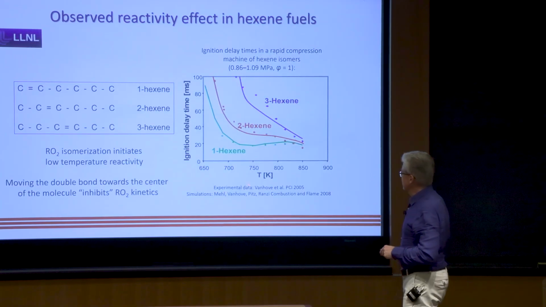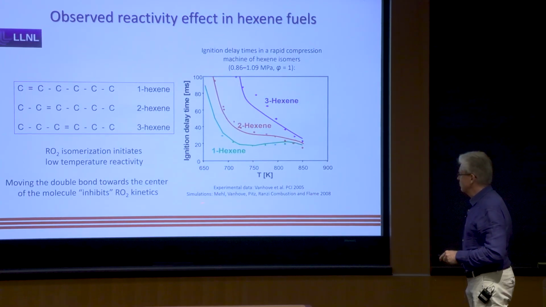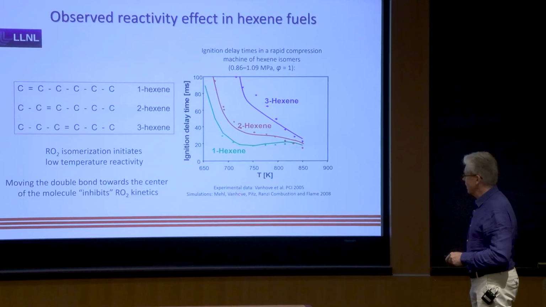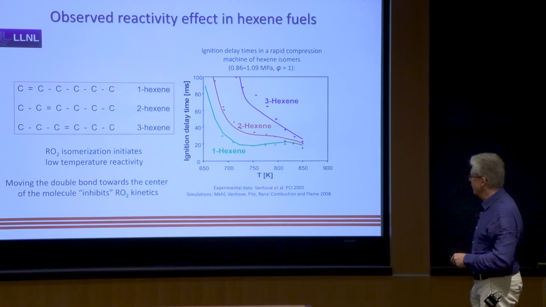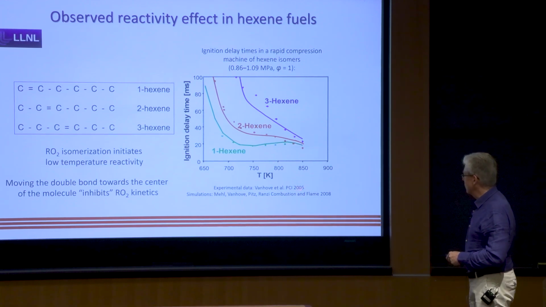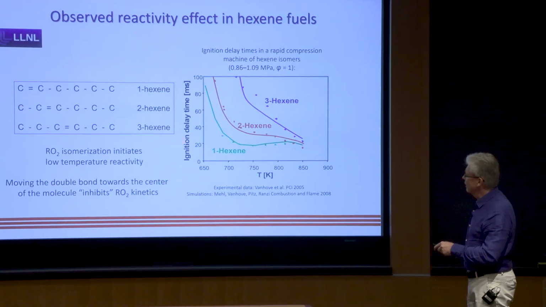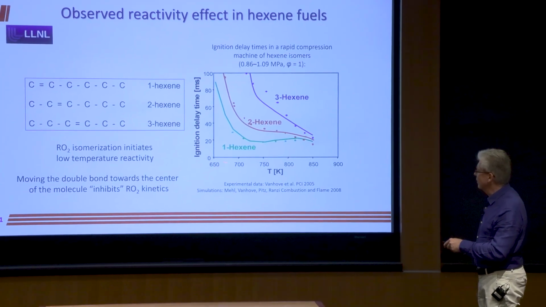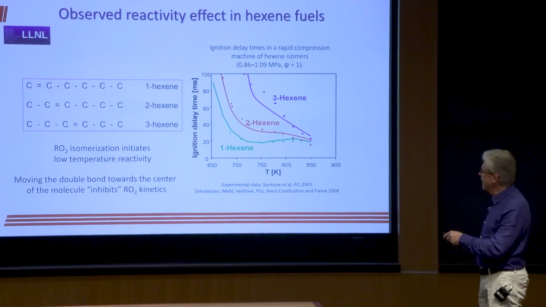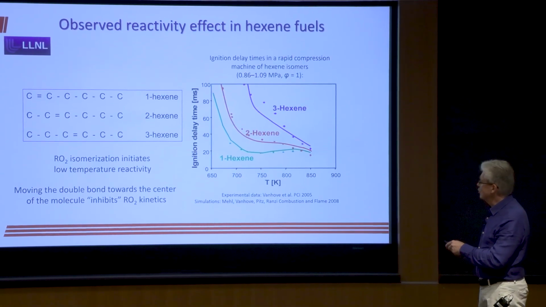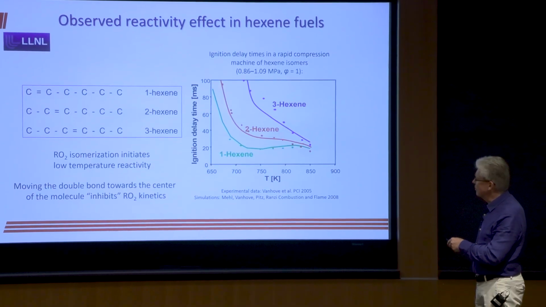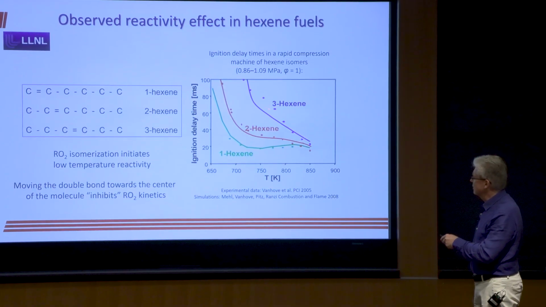And then this was a nice study that was published by Mark O'Mell. He worked with Eliseo Ranzi and the group in the Politecnico di Milano. And the experimental data came from Guillaume Van Hove in France, published in 2005. And here's the model prediction of that data. And what we see here is, it's really cool. Ignition delay time here as a function of temperature. And you can see 1-hexene is quite reactive, right? 2-hexene is considerably less reactive, and 3-hexene is considerably less reactive than the other 2.